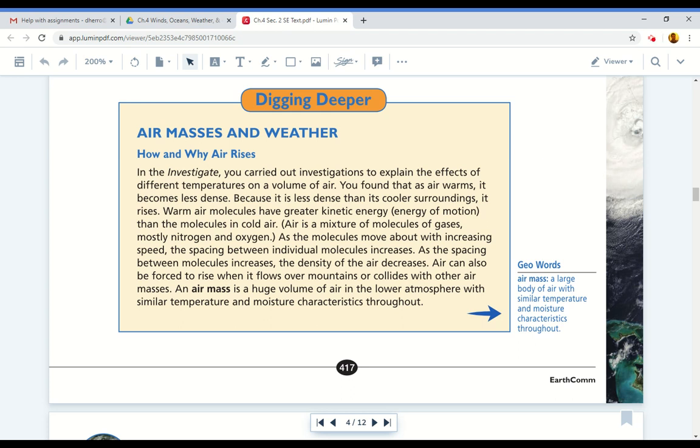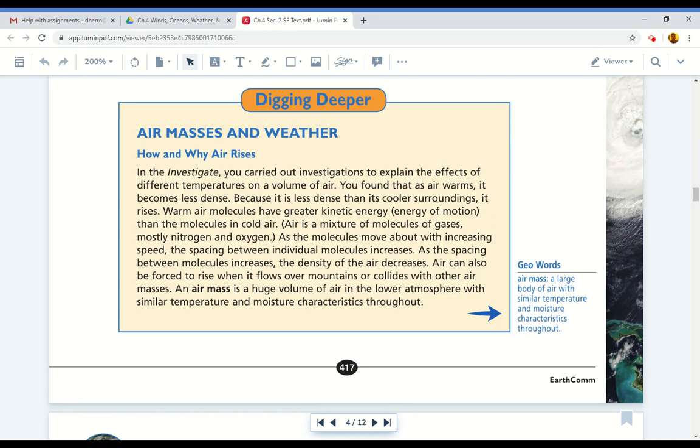Section 2, Weather Basics, Digging Deeper: Air Masses and Weather. How and Why Air Rises. In the Investigate, you carried out investigations to explain the effects of different temperatures on a volume of air. You found that as air warms, it becomes less dense. Because it is less dense than its cooler surroundings, it rises.